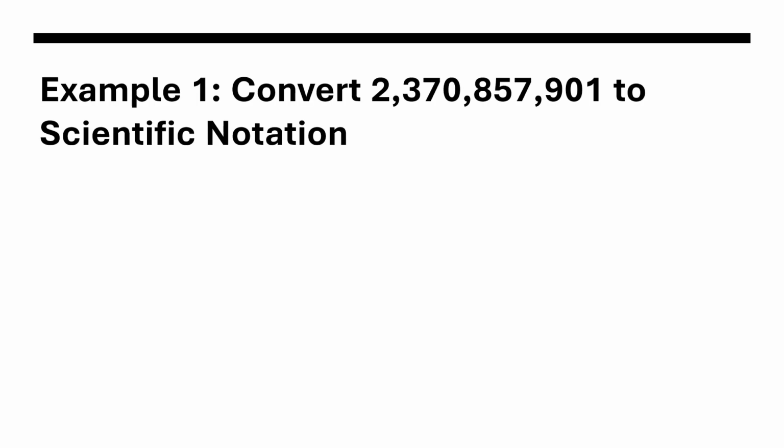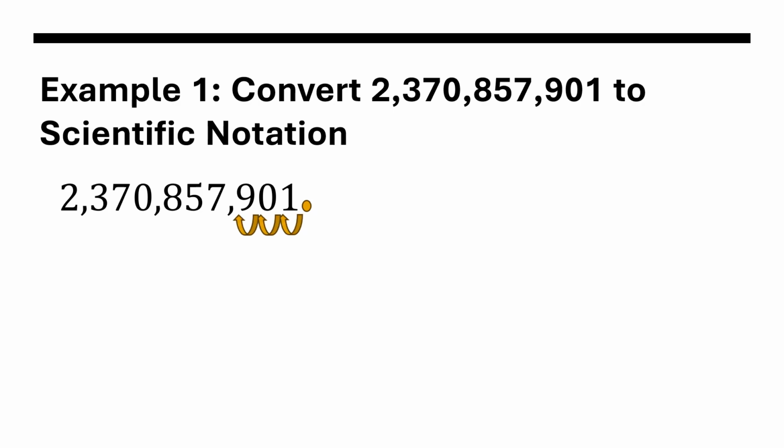Let's have this example. Convert this number, 2,370,857,901, to scientific notation. Now, first thing to do is to write the number. So once again, that's 2,370,857,901. Now, you get to know your decimal place. So that's the decimal point rather. And then move that to the left. So there's the movement of the decimal point. And then you can write now the number.